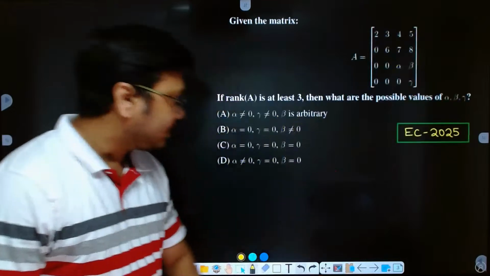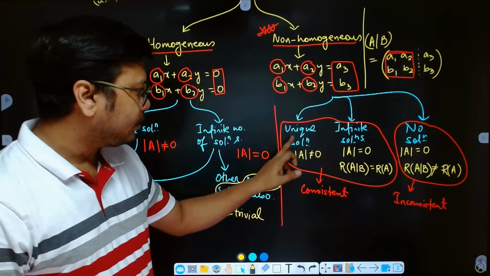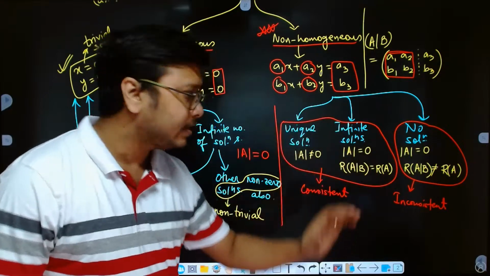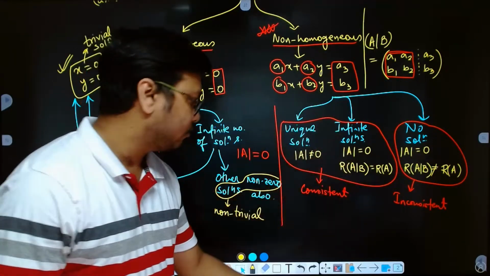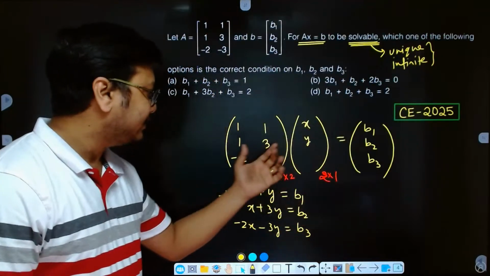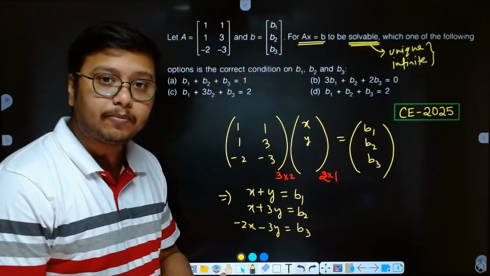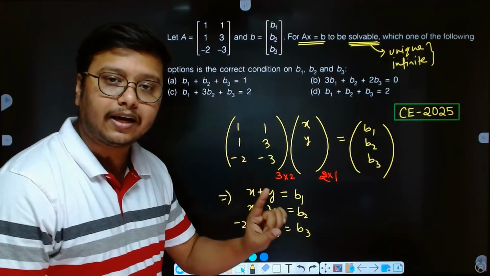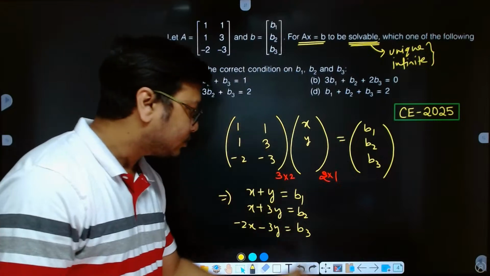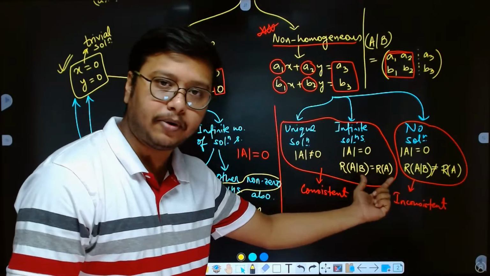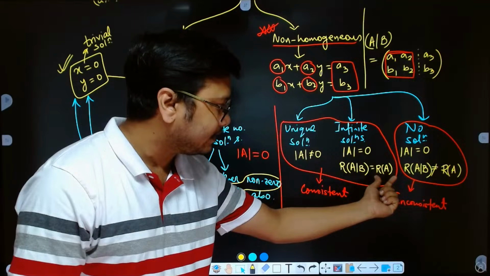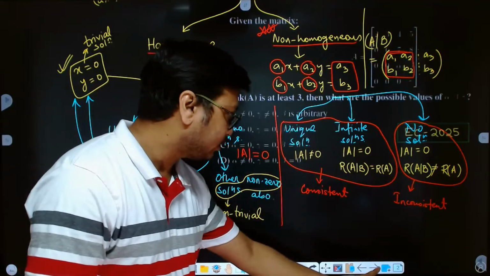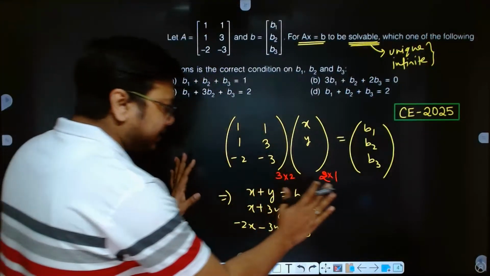Now if I come back, the difference between unique solution and infinite solution was determinant non-zero versus determinant zero. Here, I cannot apply these conditions because this is not a square matrix. The determinant property works only if you have a square matrix. This is a rectangular matrix, so you cannot use the determinant property. So obviously you have to use the rank property here. The rank of A augmented with B has to be equal to the rank of A, and the entire thing has to be less than the order of the matrix. So let's see how the rank works out. I don't need so much information right now.